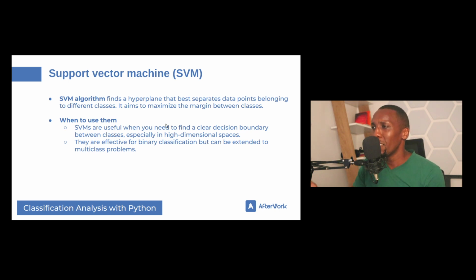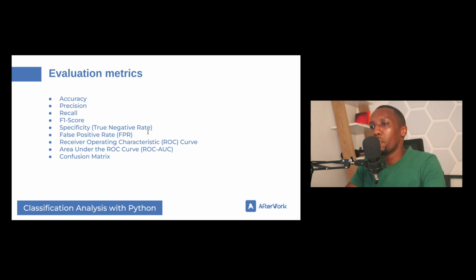So once we have learned about those algorithms that we can use to create machine learning models with, you can then perform evaluation, which involves learning more about some of these metrics, which we'll go into during our practice work. So there's accuracy, precision, recall, F1 score, specificity, false positive rate, ROC curve or receiver operating characteristic curve, area under the ROC curve, as well as using a confusion matrix to visualize the performance of your model.